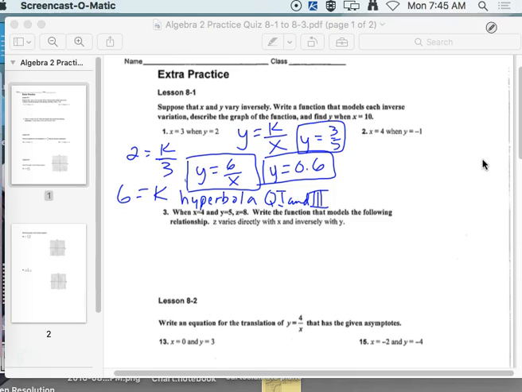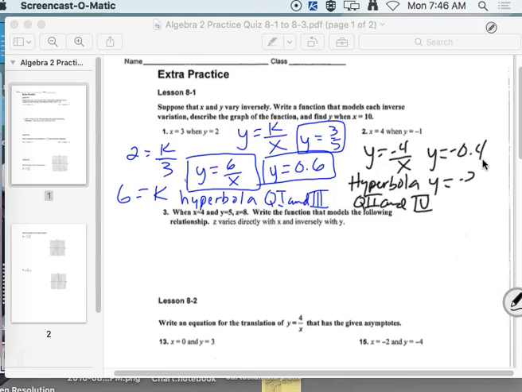Looking good. What was k? How does this look? Hyperbola. It is. Or negative 2/5. Like I said, with variation, most variation equations will have to work like that kind of thing. So decimals are okay. All right, number 3.